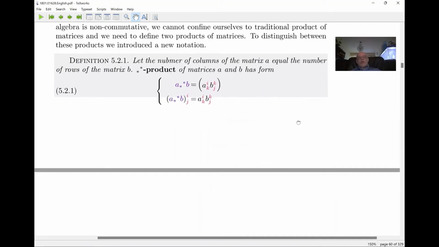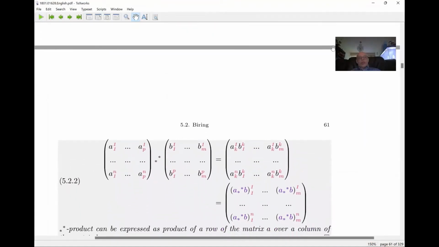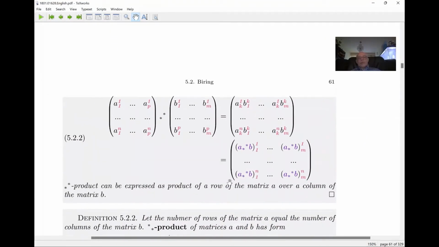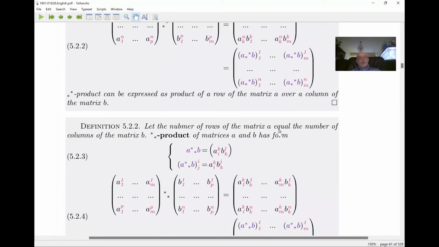Let the number of columns of matrix A equal the number of rows of matrix B. The row-column product, or RC product, of matrices A and B is defined by equality 5.1, or in matrix notation 5.2. The row-column product can be expressed as the product of a row of matrix A over a column of the matrix B.